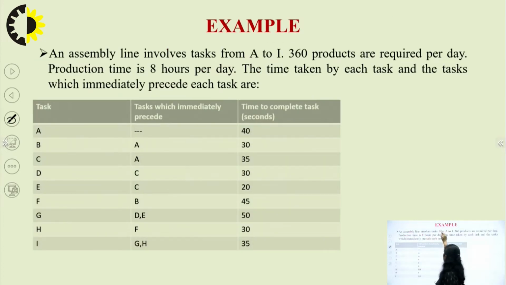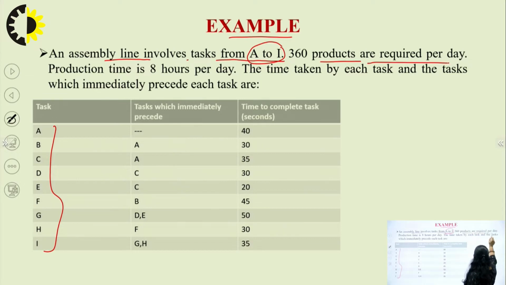Now, we have taken one example here. In this example, an assembly line involves tasks from A to I. So there are a number of tasks involved in this example, and these are from A to I. You can see the tasks here, A to I.